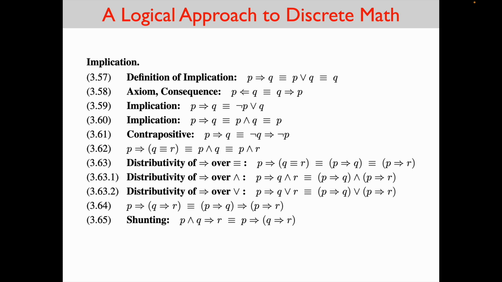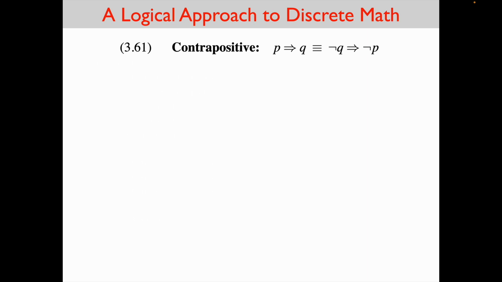The next theorem is 3.62. P implies parentheses Q equivales R close paren equivales P and Q equivales P and R. So 3.61 defines the contrapositive. P implies Q equivales not Q implies not P. Now there is some terminology that we should learn here that is not in the theorem sheet, the theorem document.